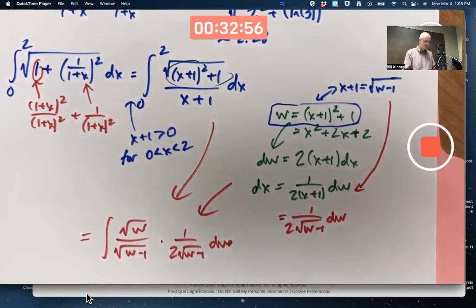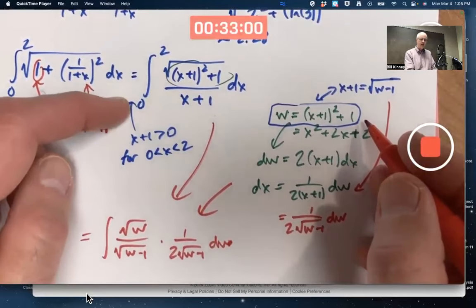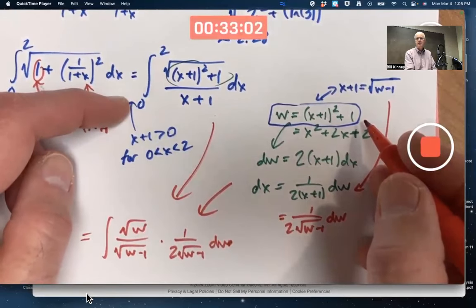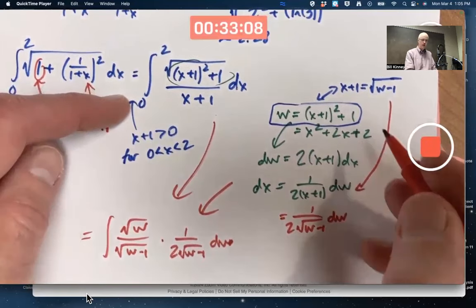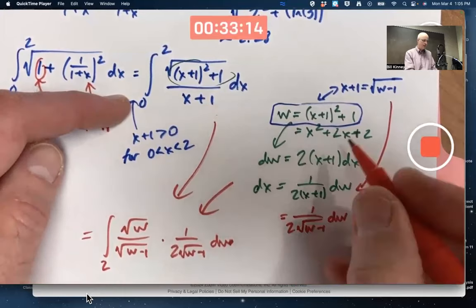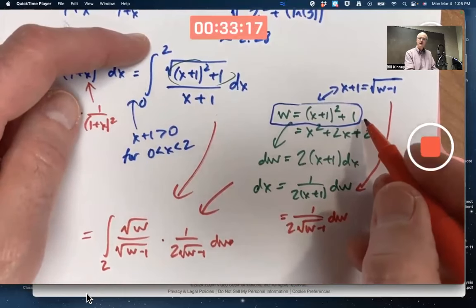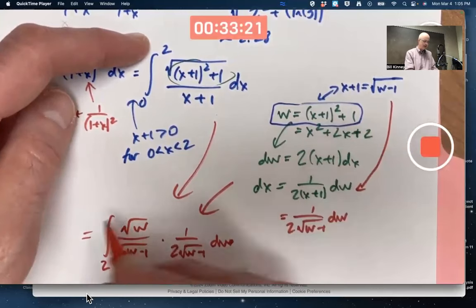How? Use this equation. When x is 0 in the original integral, plug in x equals 0 there, you'll get w is 2. The lower limit's going to change from 0 to 2. You've got to make the change if you want these things to be equal. When x is 2, this equation gives 2 plus 1 is 3 squared is 9 plus 1 is 10. The upper limit becomes 10.